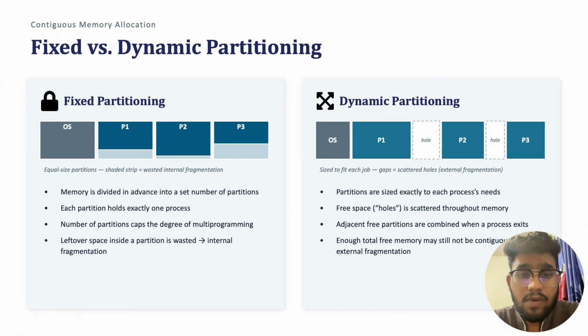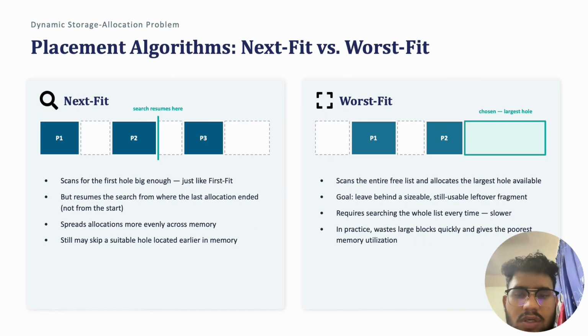new job. Now, when a process arrives and we need to pick which hole to place it in, we use a placement algorithm. Two of these are next fit and worst fit. So next fit works just like first fit.